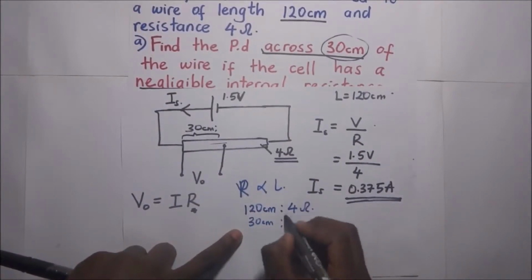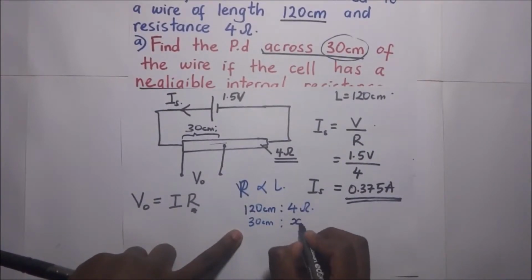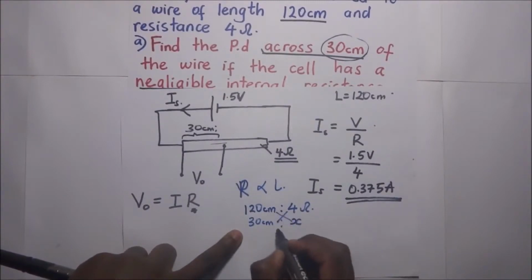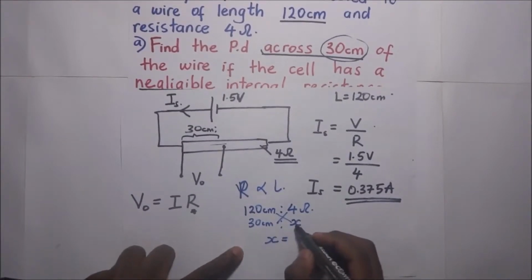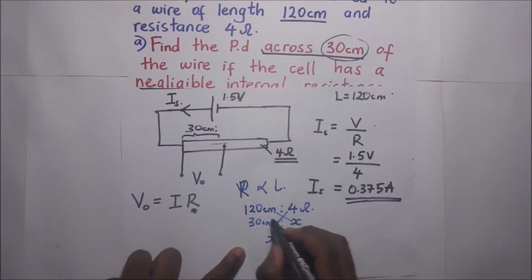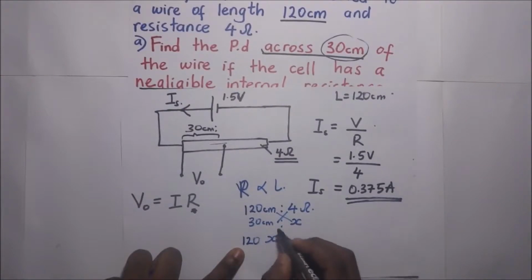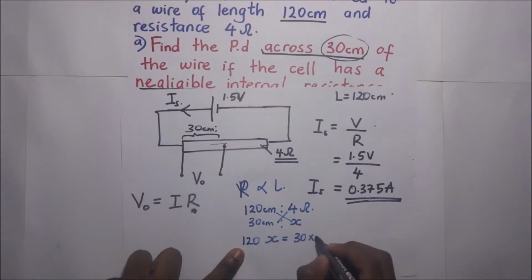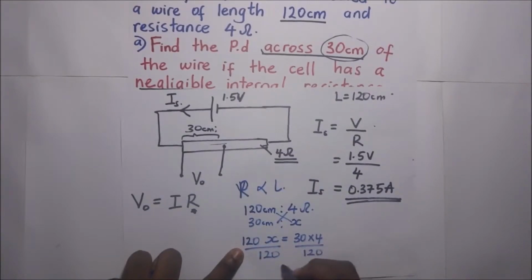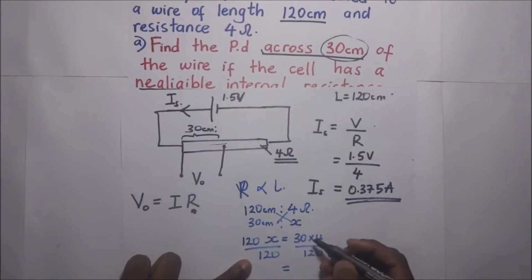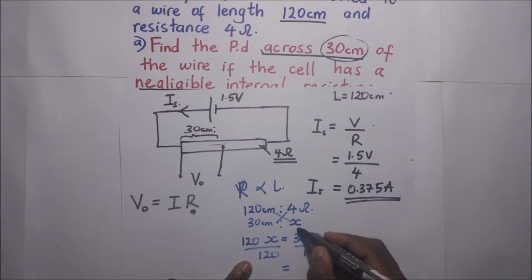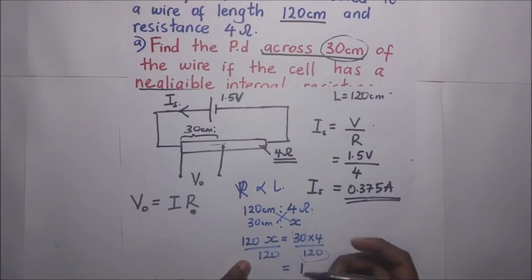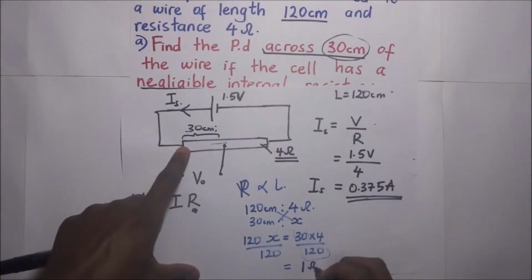What resistance will it correspond to? Let's call it X, and we find the value of X. When we cross multiply, X times that is 120. X is going to be this times that, which is 30 times 4. Divide by 120, and we end up with 30 over 120. This is actually the fraction of the wire times the total length. We shall find that this portion of the wire is just 1 ohm.